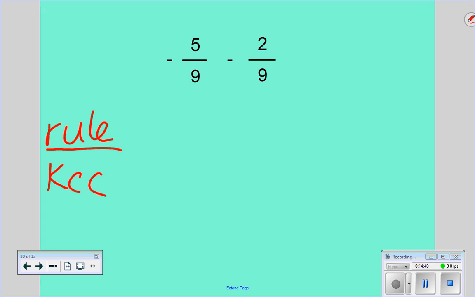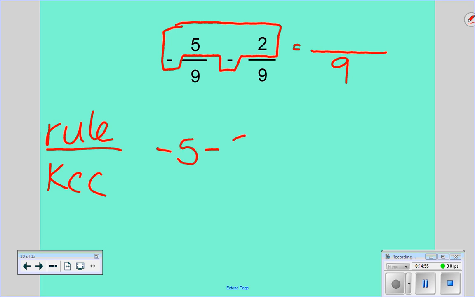So I have negative 5/9 minus 2/9. 9 is always going to be my bottom number. Okay, so then I'm going to actually write this so you can see it below. Negative 5 minus 2. That's what that says now. Those are your two numerators that we need to subtract.